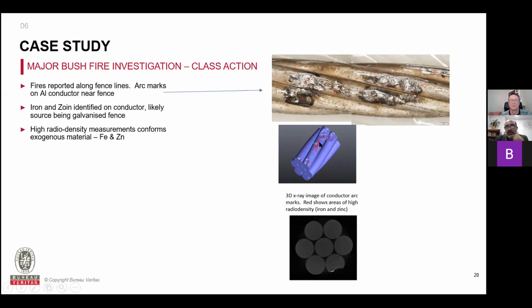So you can sort of see here, there, and also there, this is gray, that's white, that's high density material. And in addition, the SEM EDS work basically confirmed the findings that we put forward.